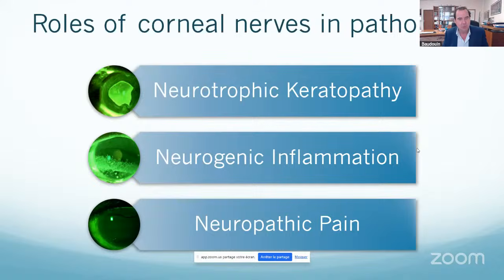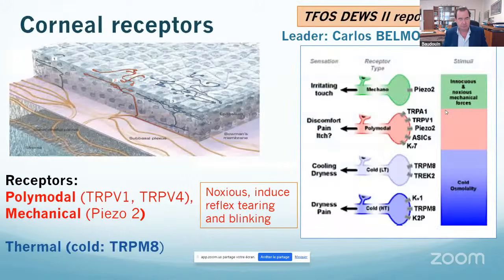It's time to better understand the role of the nerves. Of course, if they are damaged, neurotrophic keratopathy may occur, but the nerves are involved in inflammation and pain. There are not so many nerves in the cornea, but in fact, many plexi that develop beneath the corneal epithelium and make a plexus all over the epithelium with many nerve endings and many types of receptors.